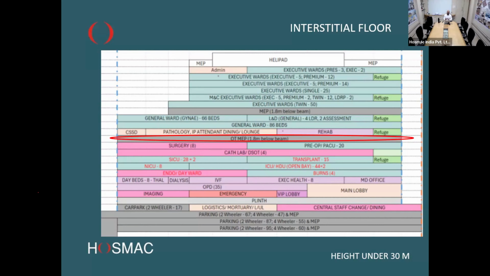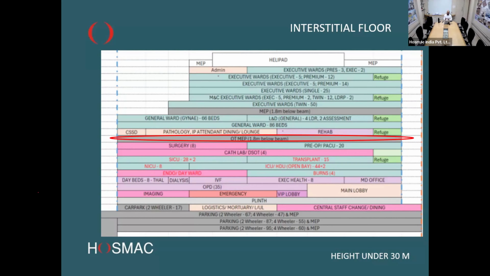One very convenient provision that you should be looking for is to plan it under an interstitial floor. So in the section, while it may not be visible, you might see that red oblong shape, which shows that it is a service floor. Underneath, you have two floors. You can see that surgery 8 and cath lab DSOT 4. So these are two floors of surgery, on top of which you have a service floor, an interstitial floor or a skip floor, as we call it.